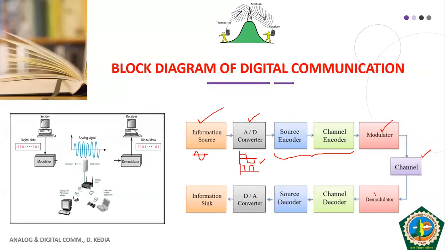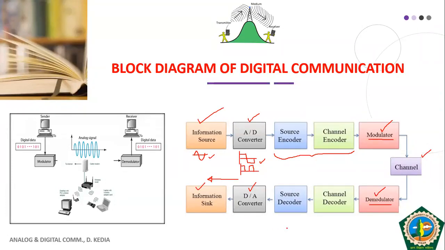Then at the receiver side, we have a demodulator, which does the reverse of the modulator. Fine. After demodulation, we get the digital data back, but we want our original information signal back, which was analog in nature. So we need to use a D2A converter to convert our digital signal back to the original analog signal. This is the main crux of digital communication.